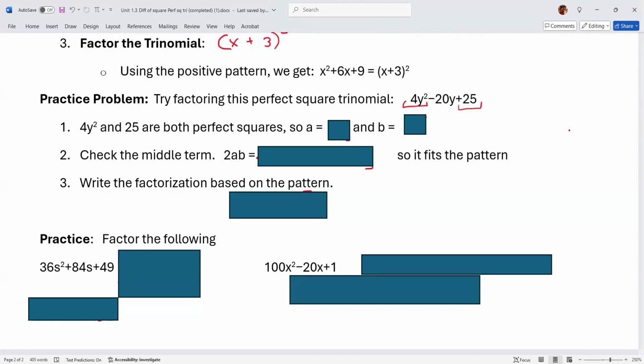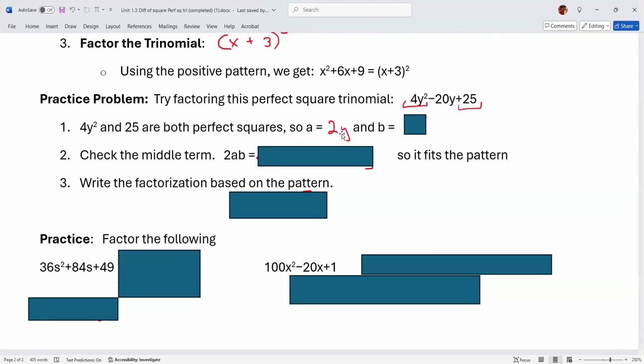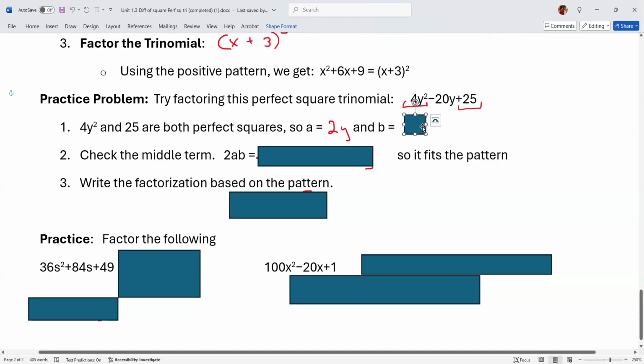So you look at the first term and the last term, and you go, well, these are both perfect squares, right? So A, the square root of 4y squared is going to be 2y, and then the square root of 25, the B in the pattern, is going to be 5. Okay, so both are perfect squares. And so now we've got to test, is the middle term going to be correct?